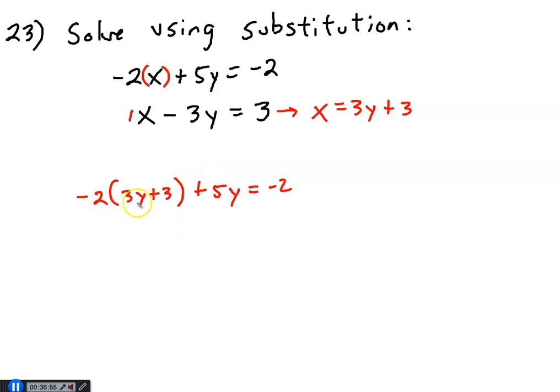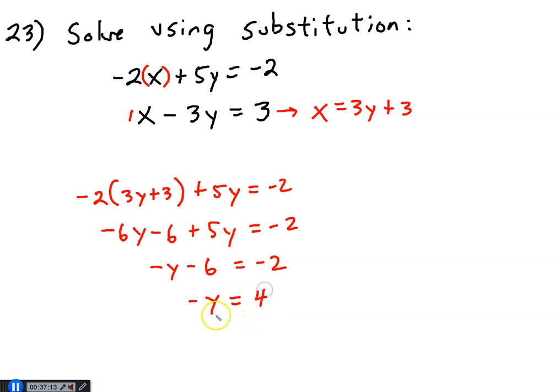All right, and so now we just solve for y. Negative 6y minus 6 plus 5y equals negative 2. Negative 6y plus 5y is negative 1y. Add 6 to both sides and divide by negative 1 on both sides.